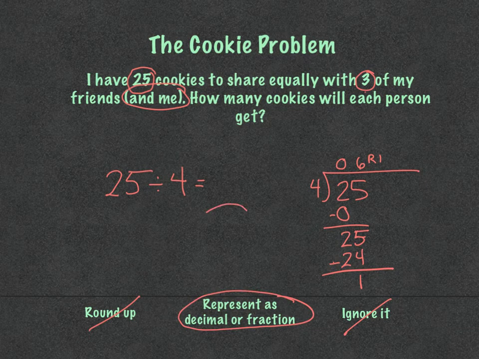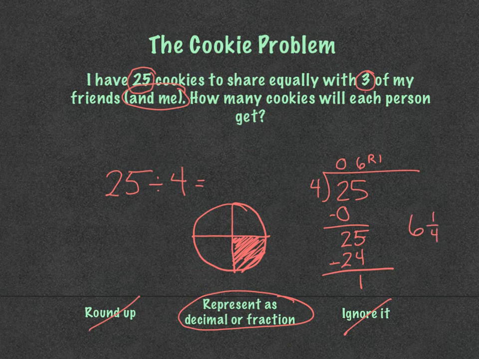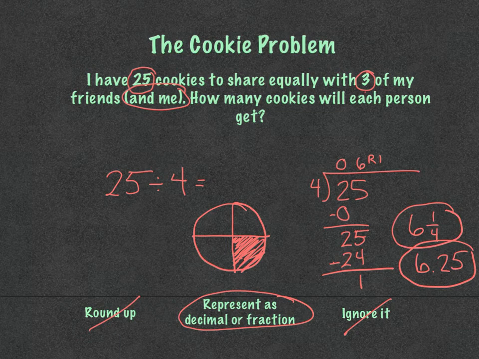If I have 1 cookie, right, let's say this is the cookie, I could split it up into fourths, which means each person would get 1 of the fourths. So this would be 6 1/4 cookies, or if we represent it as a decimal, 6 and 25 hundredths, or 6.25. Okay, so that's the cookie problem.